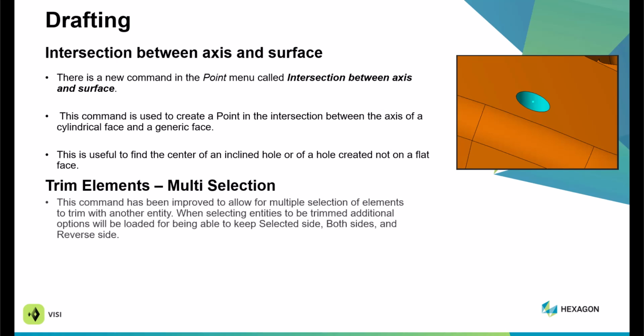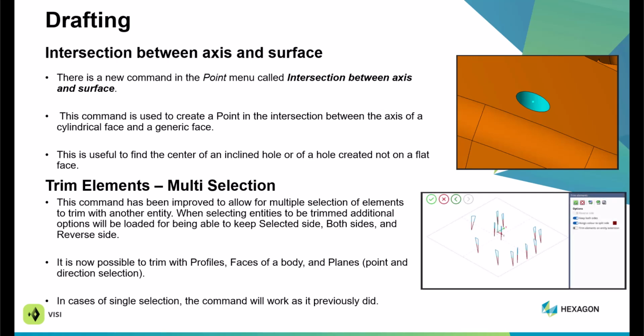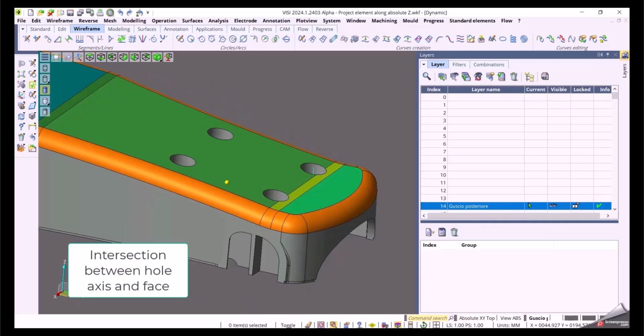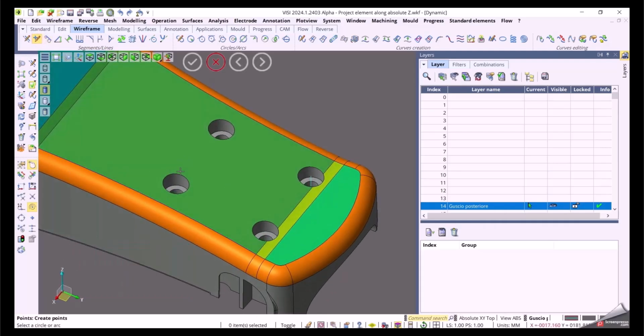Trim elements at multiple selection. This command has been improved to allow multiple selection of elements to trim when you are in the command itself. It is now possible to trim off of a profile, face, body, plane, and so on. In some cases, single selection works as it did previously. So here's just a video showing both of these commands. So we have an intersection between hole and axis face.